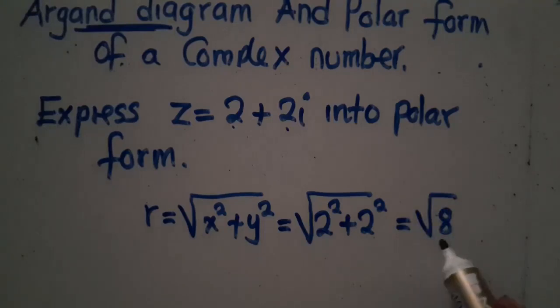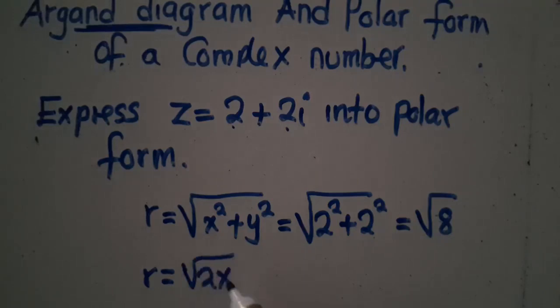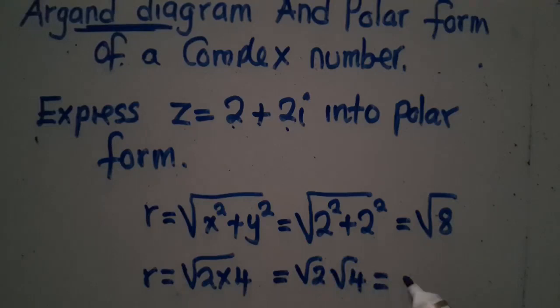So this can also be written as root of 2 times 4. It's just the same as root 2 root 4. And when we express it nicely, we are going to have 2 root 2, because the square root of 4 is 2. So this is the answer that we have. So this is the radius.